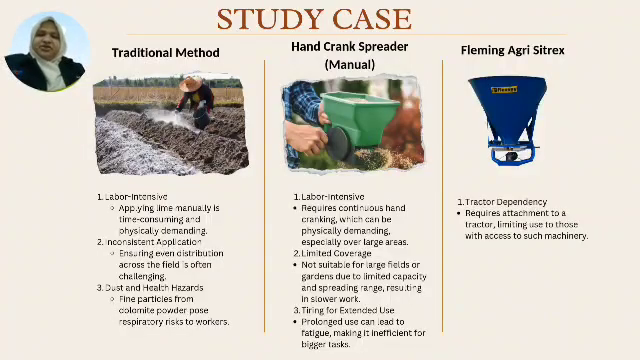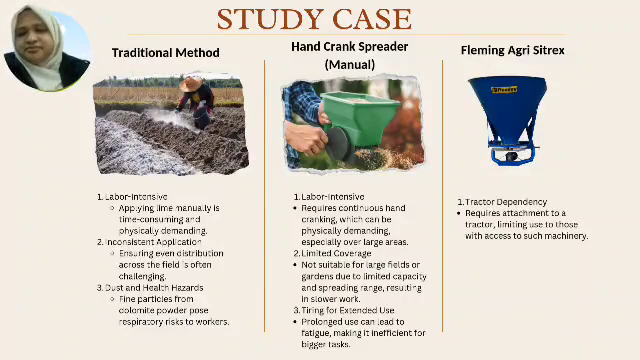As you can see, there are three methods for applying dolomite powder. The first is the traditional method, which exposes workers to risks such as heat waves and dust inhalation. The second is the hand crank spreader, which requires manual effort to operate. Third and lastly is the Fleming agriculture seed racks method that relies entirely on the use of a tractor for functionality.